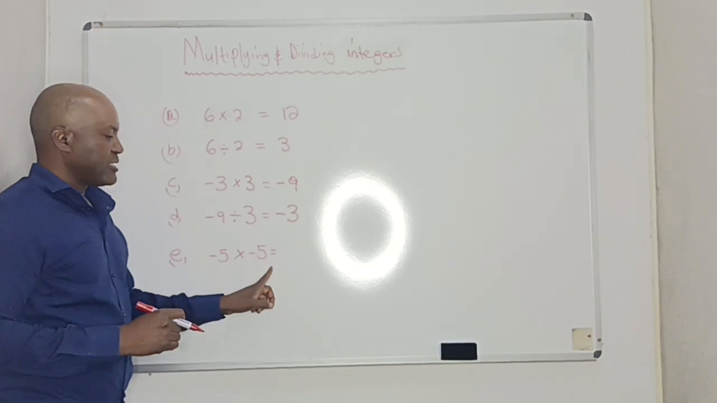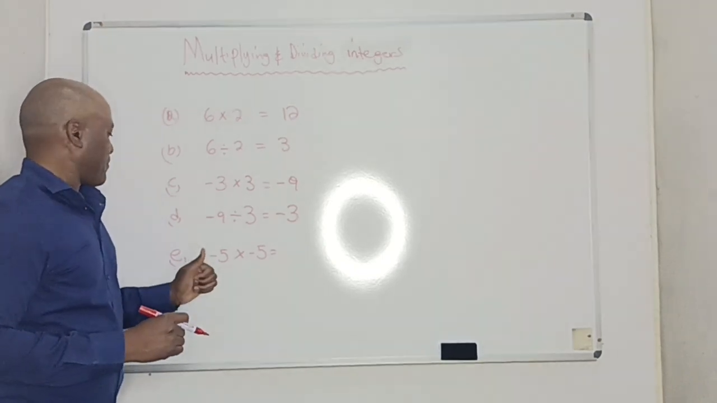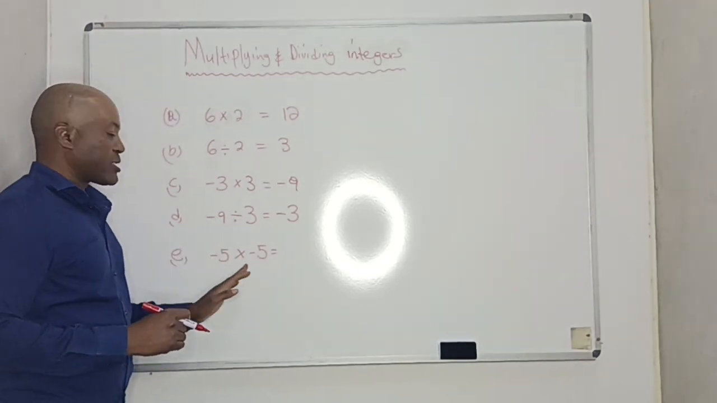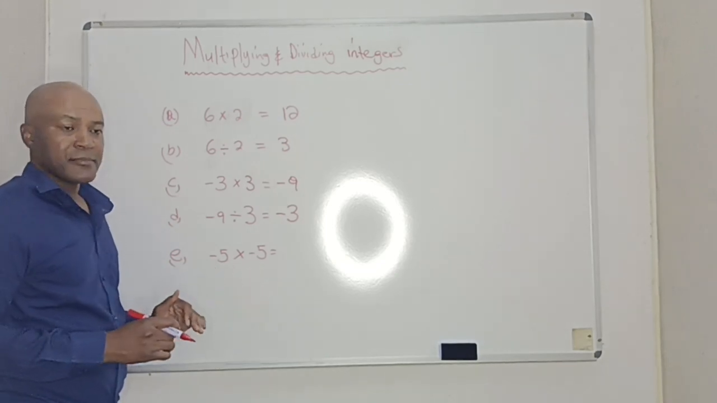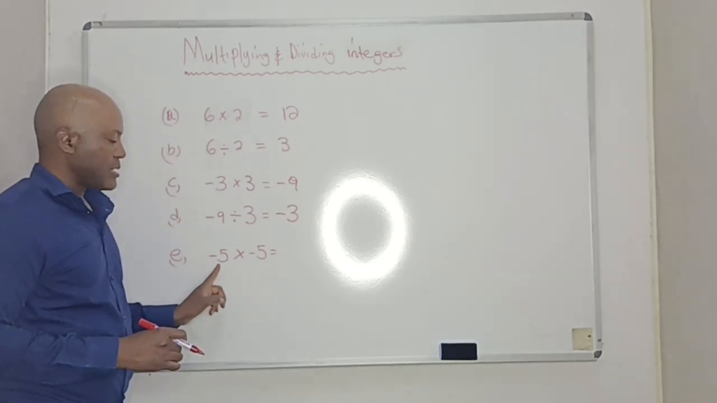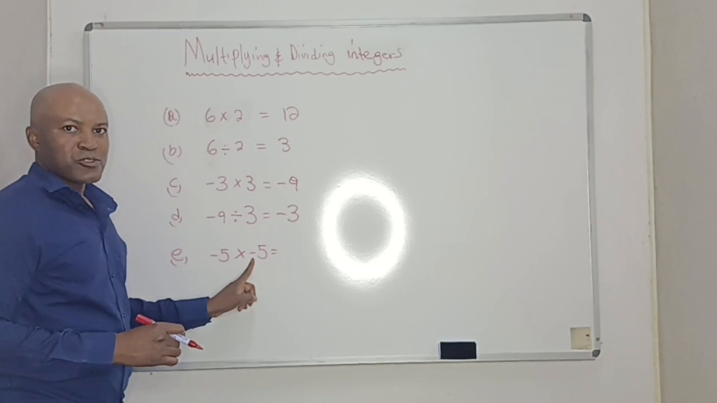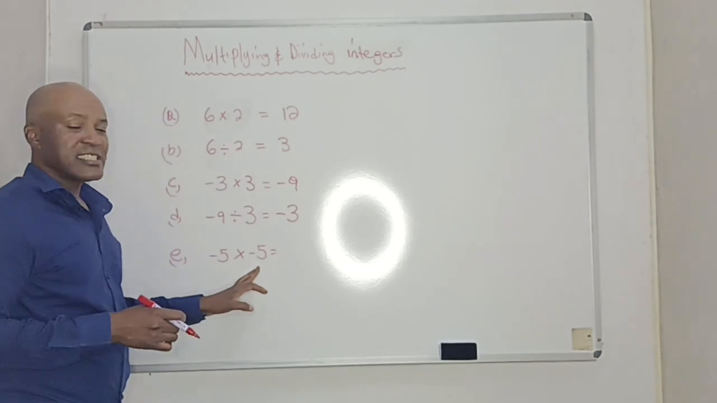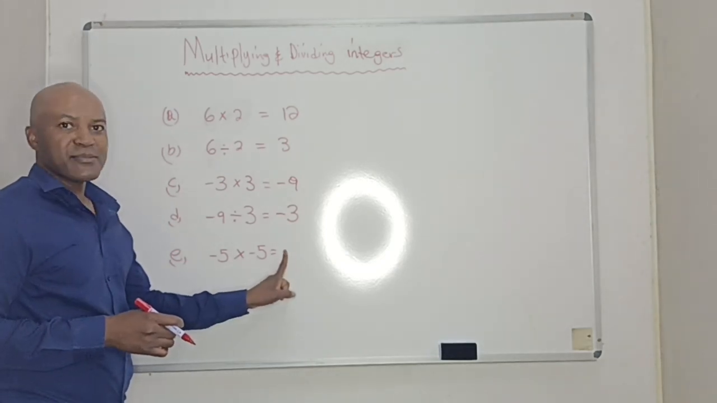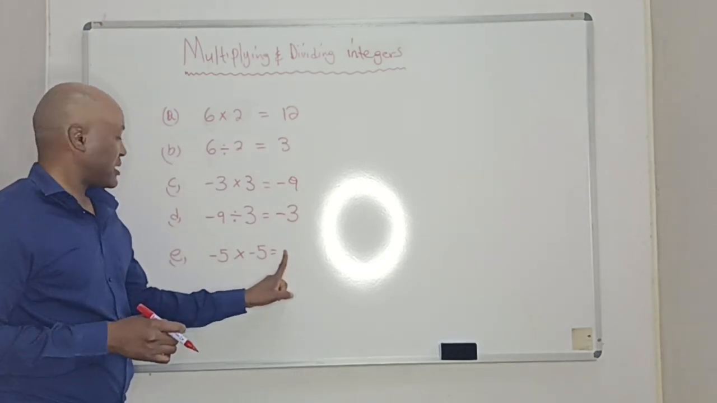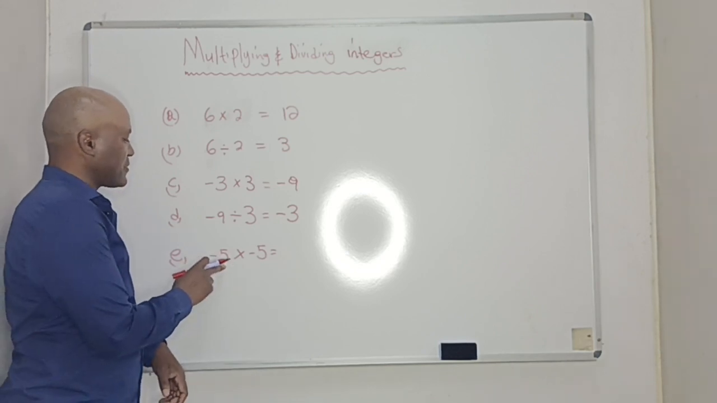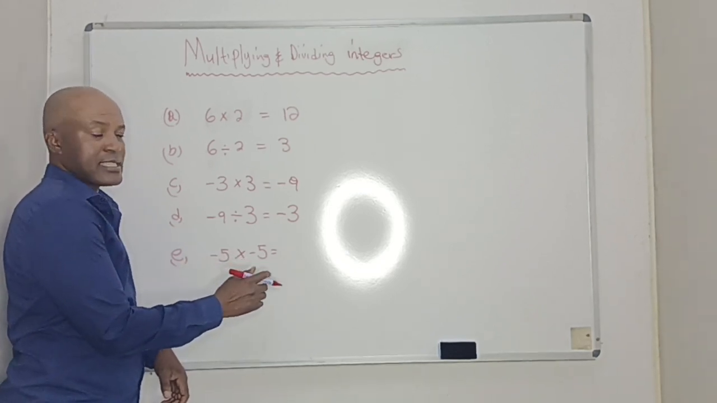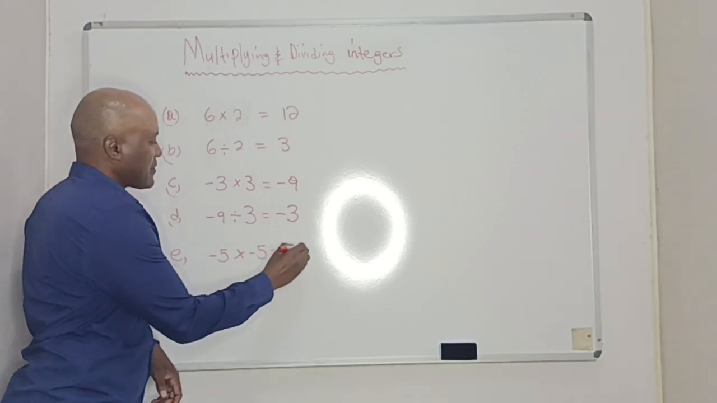But check here. You've got negatives again. Count them. We've got 1 and 2. So this time around, we've got an even number. So once you get an even number, it means the product must have a what? A positive. Because you say negative 5 multiplied by negative 5, the answer is positive 25.